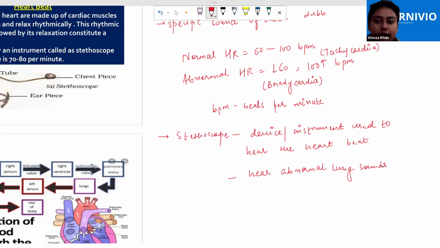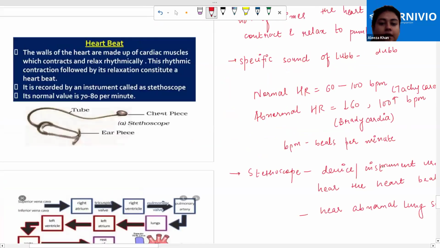Now let's understand the parts. If you can see this stethoscope, there is the earpiece. Earpieces are there which are inserted into your ear. A chest piece is there which has a membrane known as the diaphragm. This is the tube which is connecting the both.